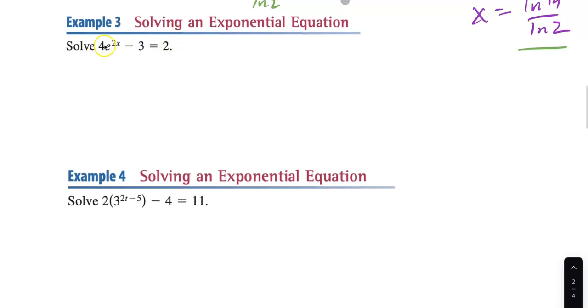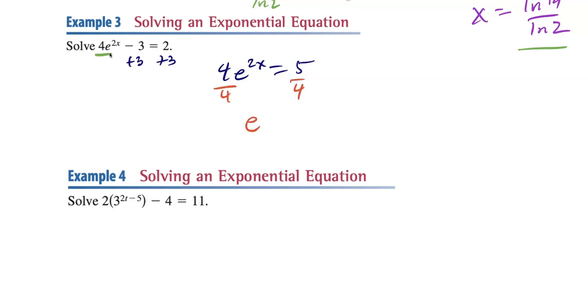Okay, so it's this one. Let's solve it. There's an e problem, right? So you got to get the e by itself. So let's get rid of that 3 first. So you get 4e to the 2x equals 5. Then we're going to divide by 4. You get e to the 2x equals 5 over 4.